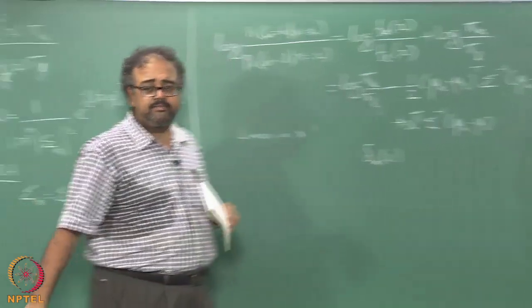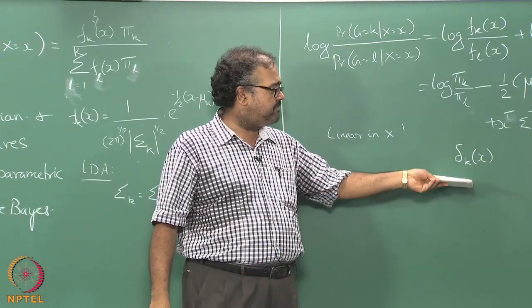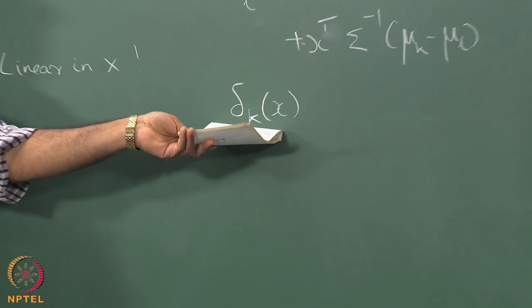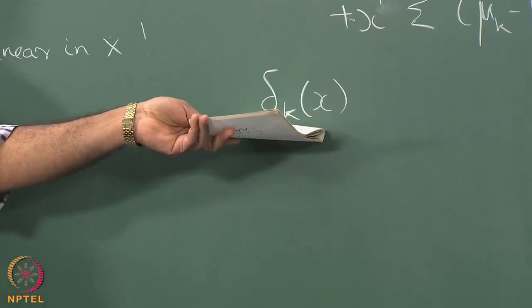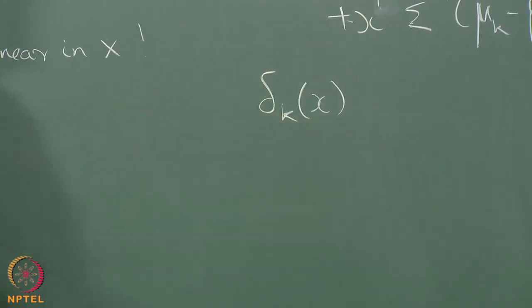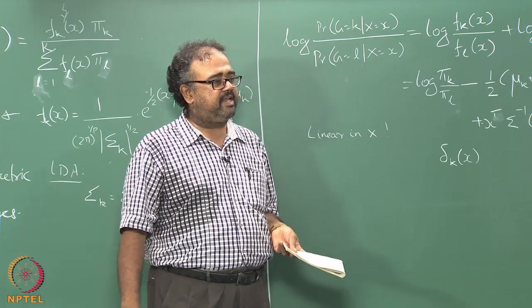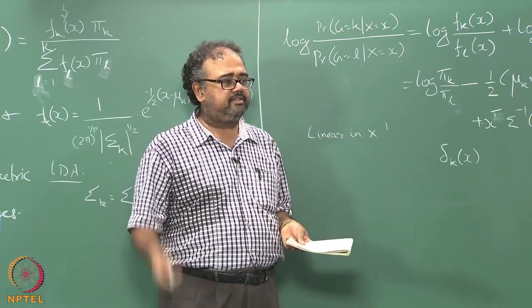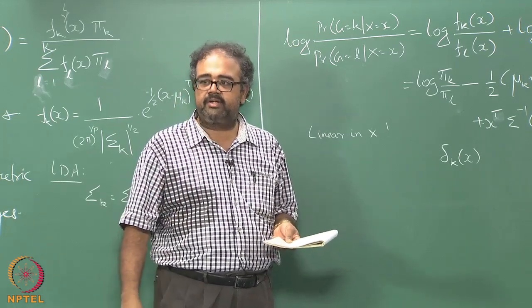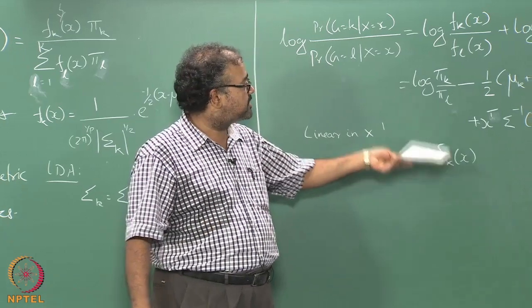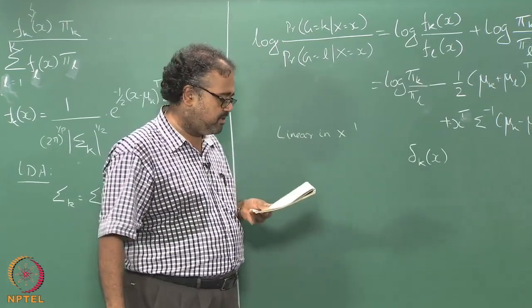So I said in the discriminant function case, we always have some function like this, delta k of x, and if delta k is greater than any other delta l, then we will classify the x into k. This is what we said was the idea behind discriminant functions in the very beginning. So what would be the discriminant function version of LDA?